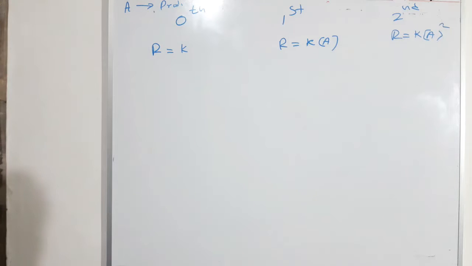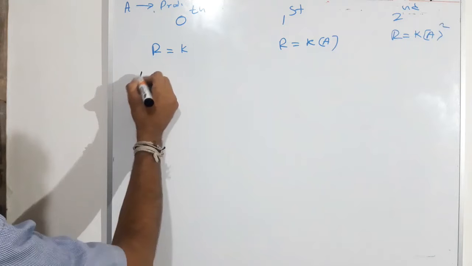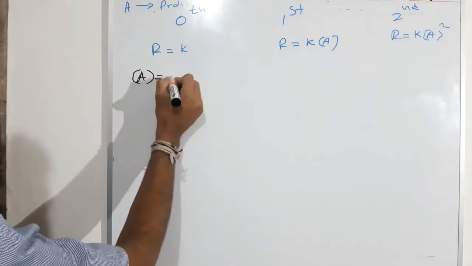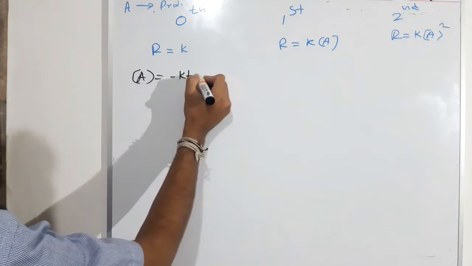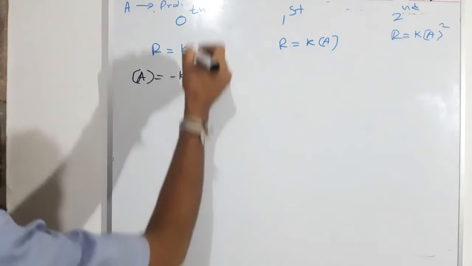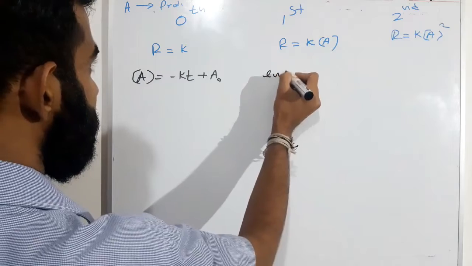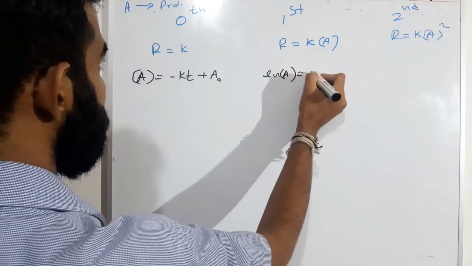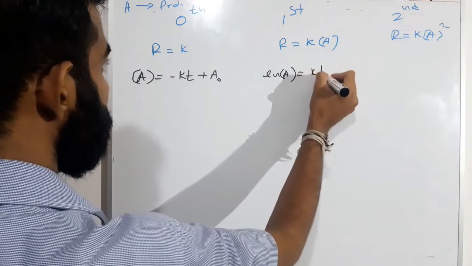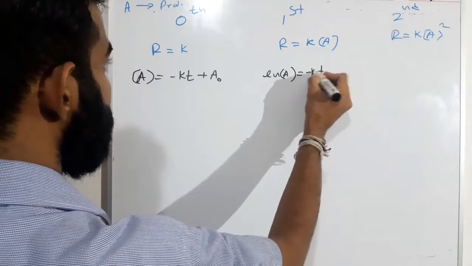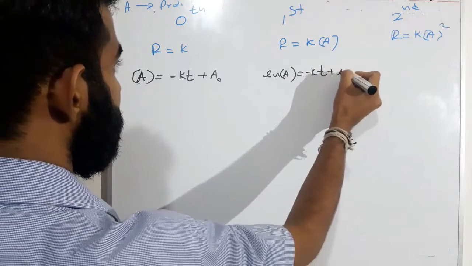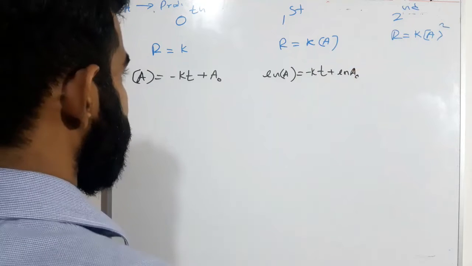Okay. What are the rate equations? You can remember that here [A] equals minus kt plus [A]₀ in zeroth order. In first order it was ln[A] equals minus kt plus ln[A]₀.